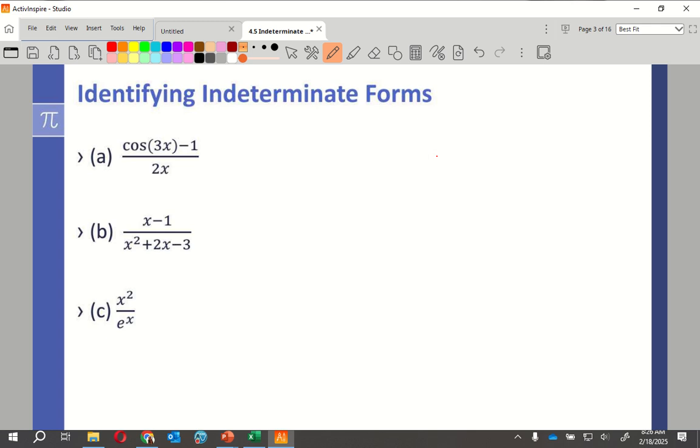Let's try for 0 over 0. If I plug in 0, what do I get in the bottom? That should be easy to see. What do you get? 0. Okay. Now, 3 times 0 is 0. What is cosine at 0? 1. So on my unit circle, it's 1. So this is 1 minus 1, 0. So that makes this indeterminate.